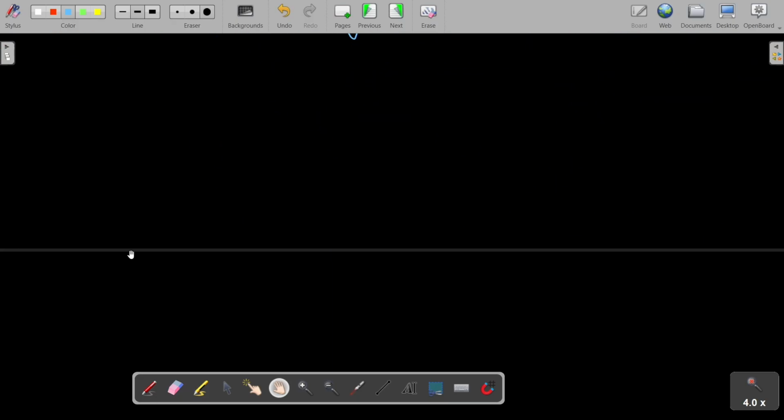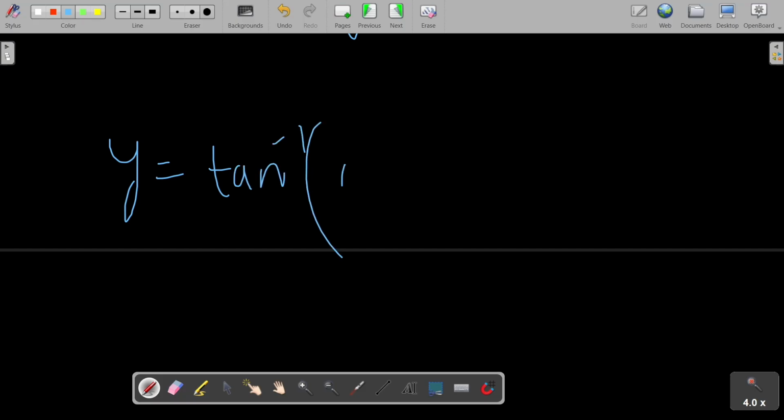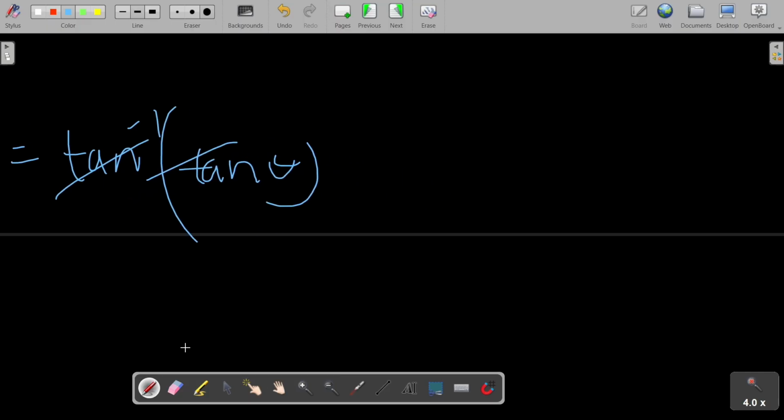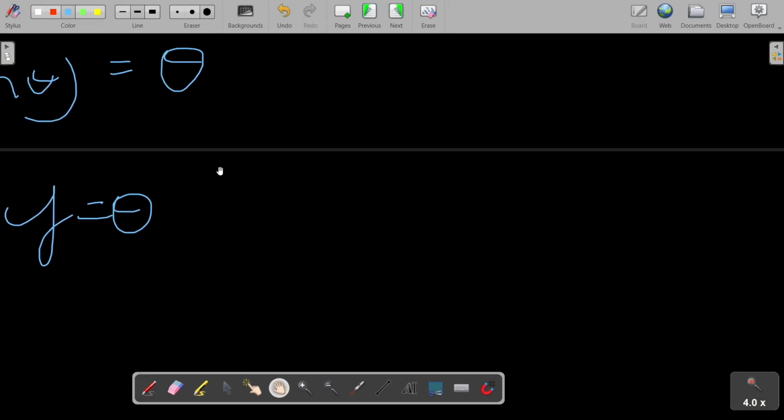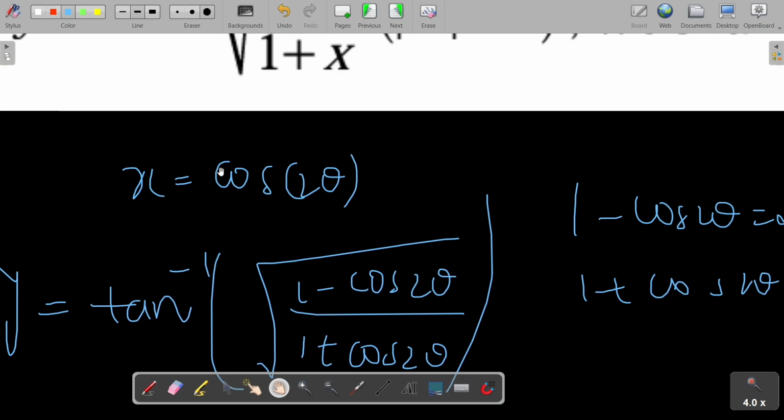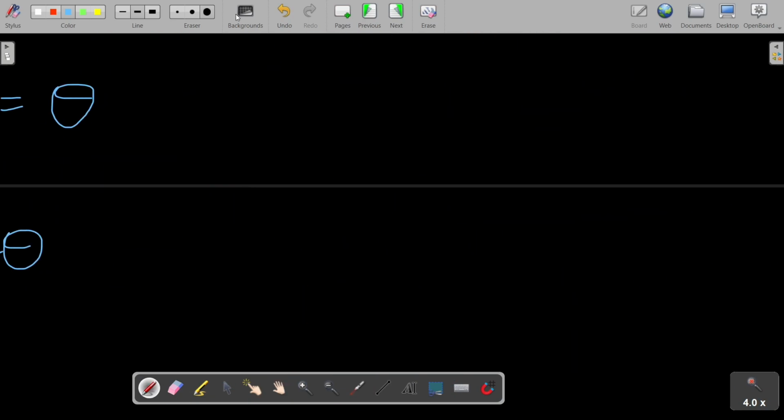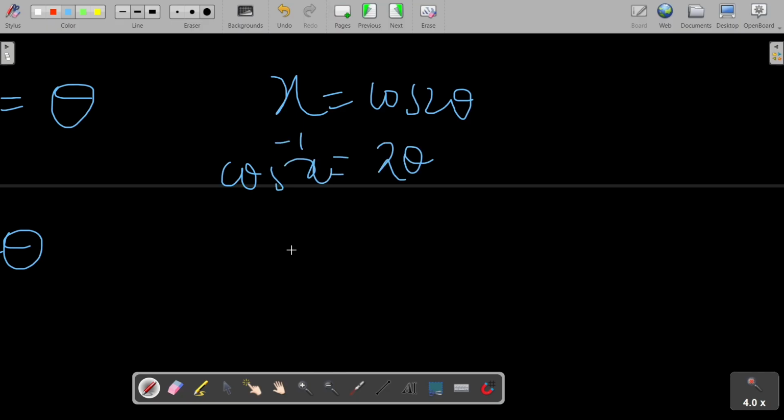So here we get y is equal to tan inverse of the argument, which is simplified to tan theta only. This tan and this tan inverse cancel each other, and I am left with y is equal to theta. And like the previous problem, we need to solve for theta. So we got x is equal to cos 2 theta. If we take the inverse on both sides with cos, I get cos inverse of x is equal to 2 theta. And if I solve for theta, I get 1 over 2 cos inverse of x.